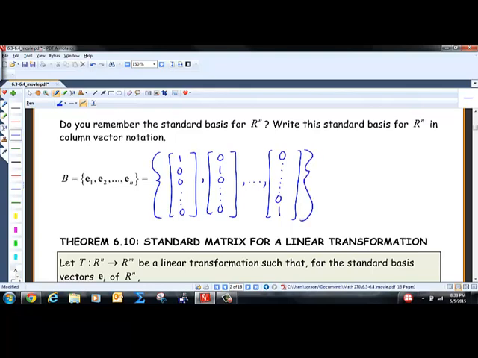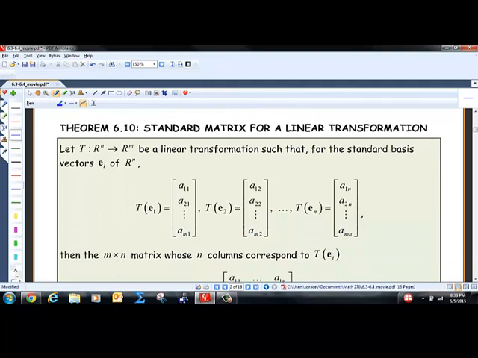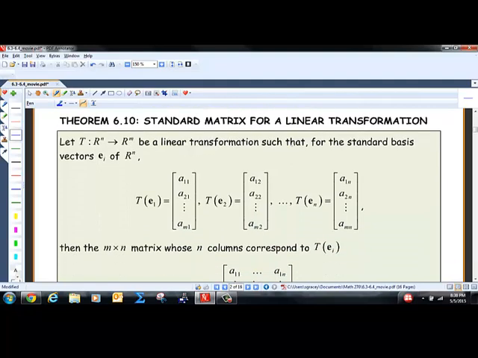Alright, so remember, this is going to be important. e1 is that first vector, e2 is that second vector, all the way down to en, the last one. So let's go ahead and label this. This is actually going to be important as we move on. Okay so far? Great.